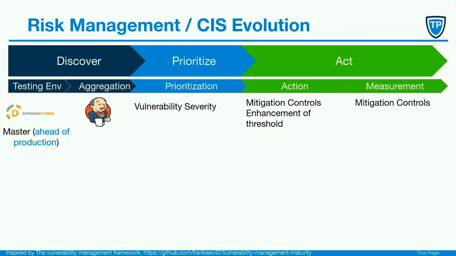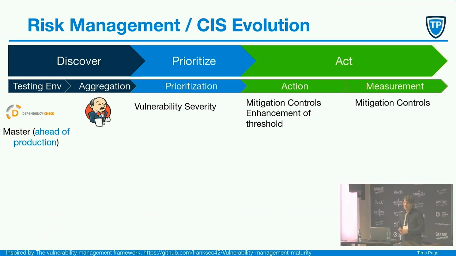When we take a look back at the vulnerability management framework, in the testing phase, we now have the dependency check in the master. Then the aggregation is done via Jenkins. In the Jenkins plugin, we can say we have a threshold. We accept 5 vulnerabilities which have the severity high. So based on that, we can prioritize.